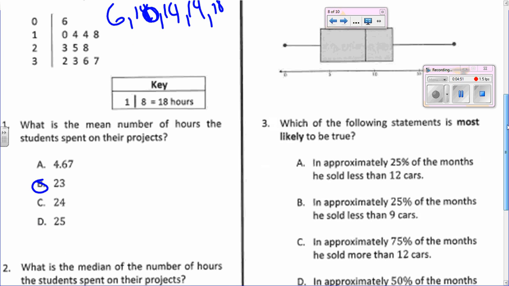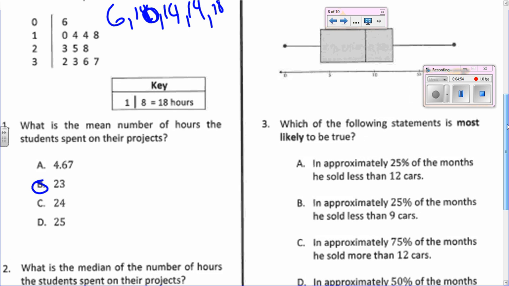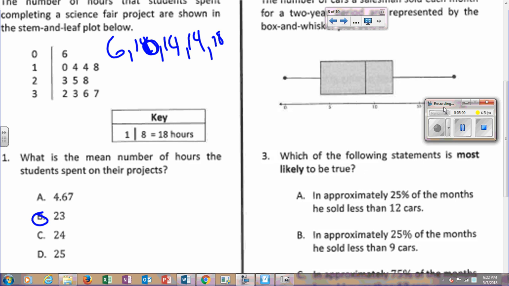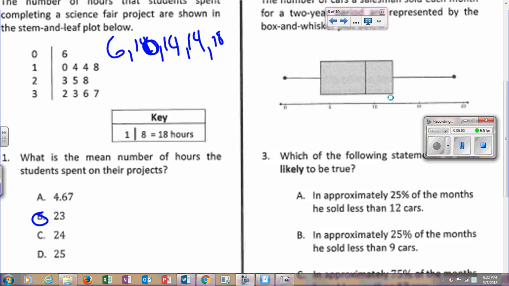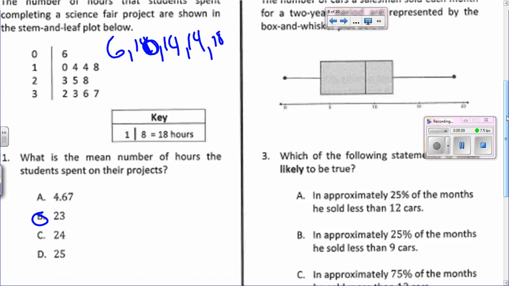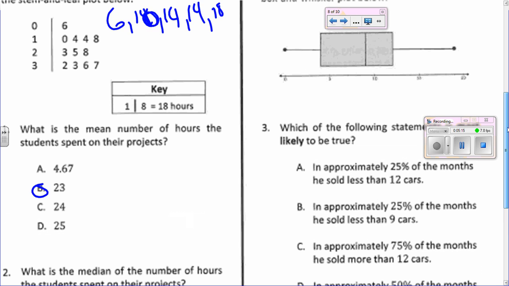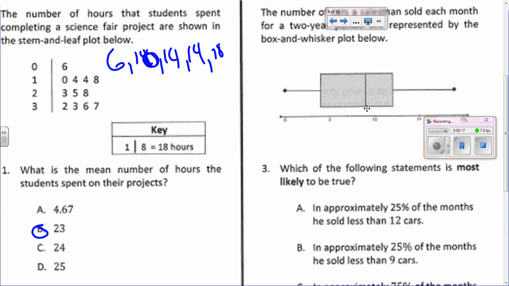And approximately 75% of the months he sold more than 12 cars. That would be wrong too, because if this is 12, then this only represents 25% of the data. And lastly, in approximately 50% of the months, he sold less than 9. So 9 is here, 25 and 25, that's 50%. So it's got to be D.